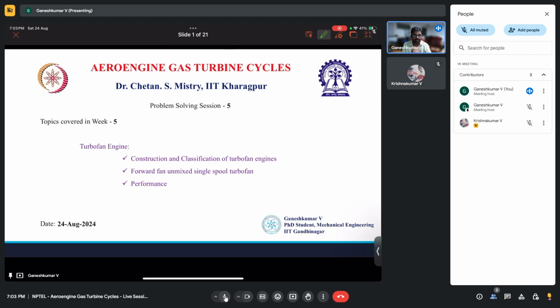of this course, Aeroengine gas turbine cycles. In this week, what we are going to see is about turbofan engine, its classification and constructions of turbofan engines. Also, we will be performing a calculation for a forward fan unmixed single spool turbofan engine, and we will look at its performance.